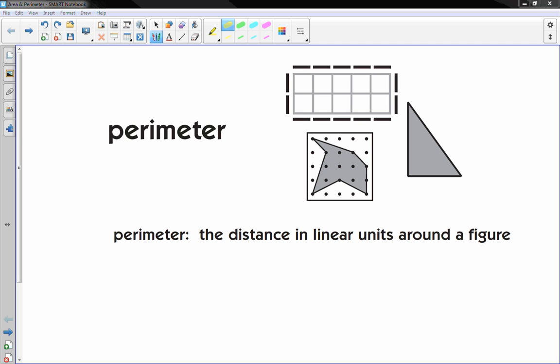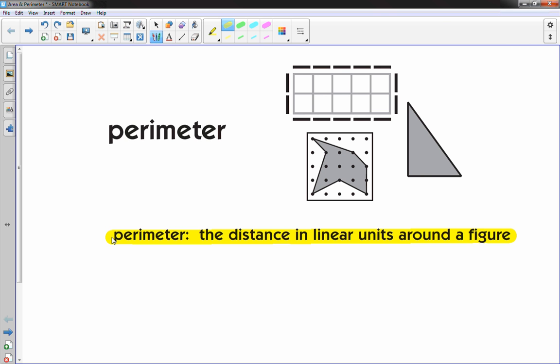This is Mr. Knowles, and this is a mini math lesson about perimeter. We're learning about that in geometry class right now. And perimeter is the distance in linear units around a figure. Or I like to say it's the distance around a shape, and you measure distance in units such as centimeters, inches, etc.